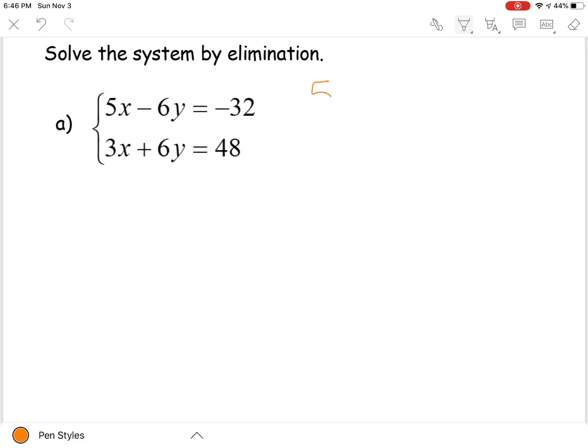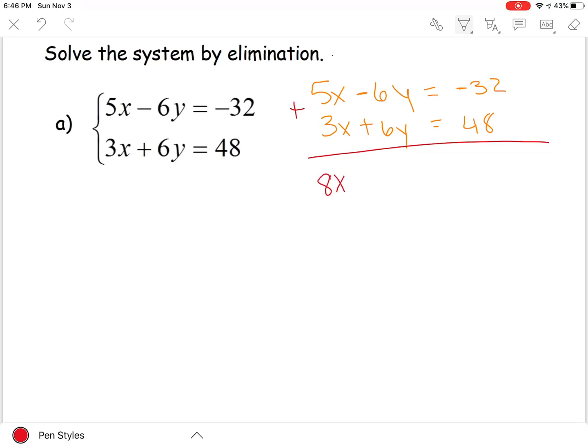To solve by elimination, you take your expressions, line them up with your opposites, and then combine them. So we are going to add these expressions together, just in that vertical line. So 5x plus 3x would give us 8x. Negative 6y plus 6y is 0, right? So these eliminate. These are gone. That's where the elimination method comes from. We have our equal sign, and then negative 32 plus 48 is going to be a positive 16. Well, 8x plus 0 is just 8x equals 16.